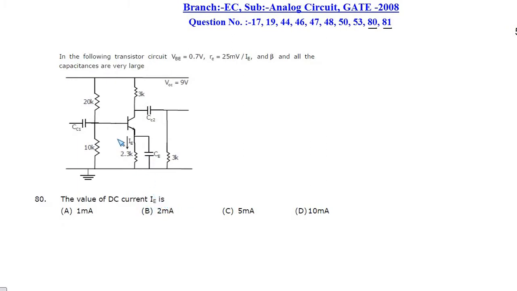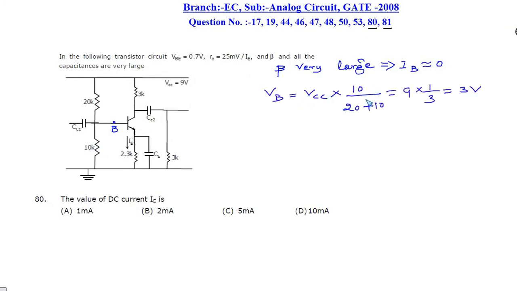For the DC analysis, we will remove all the capacitors. That is, all the capacitors will provide a high impedance path, so they will be open circuited. We are given that beta is very large. Suppose this point is VB, then we can find out VB. As IB is nearly equal to 0, we can directly apply the voltage division rule to find the voltage VB here. The voltage VB will be VCC into 10K divided by 20K plus 10K. So VB equals VCC into 10 by 30, which will give you 3 volt.